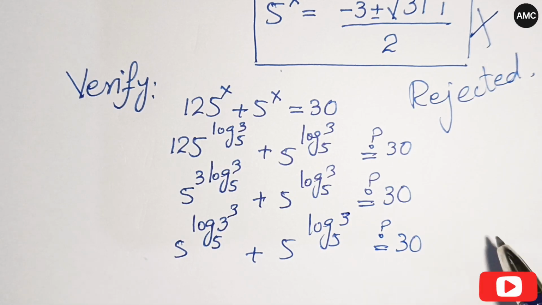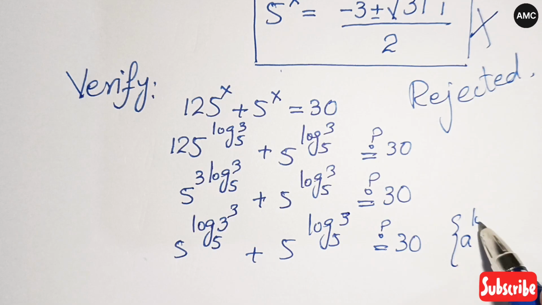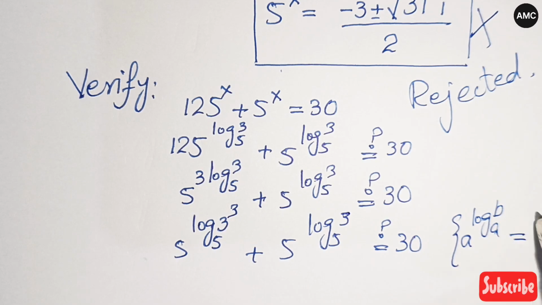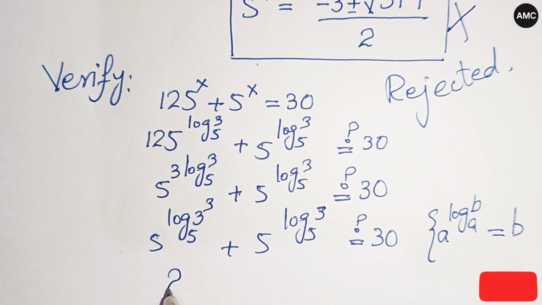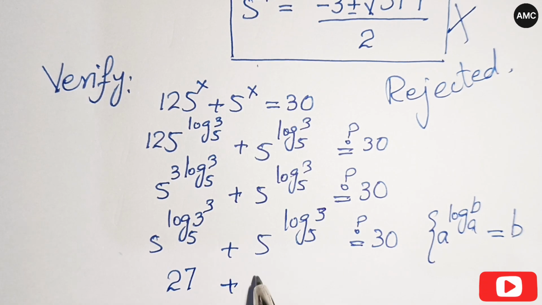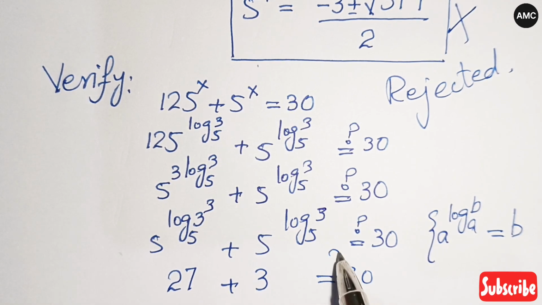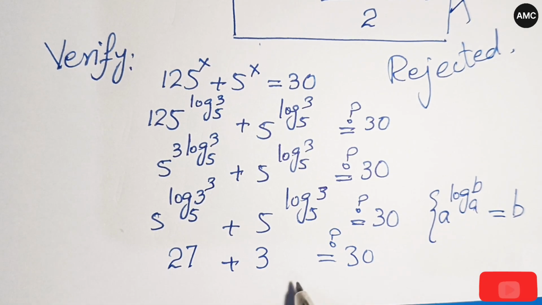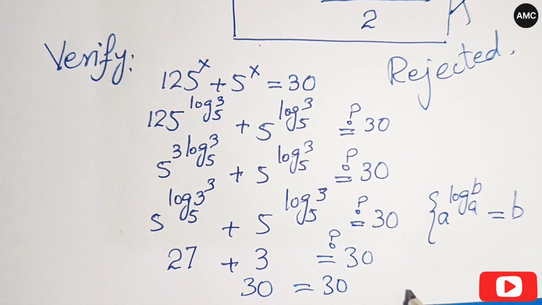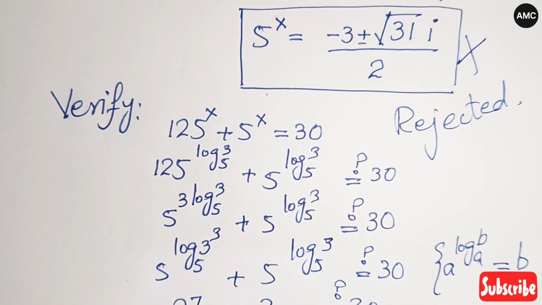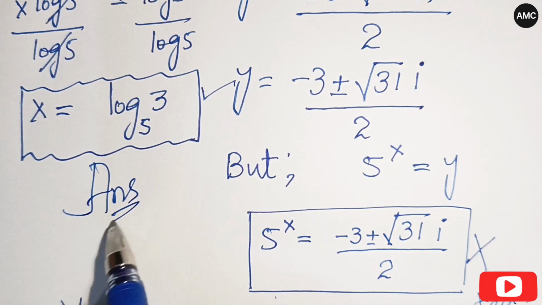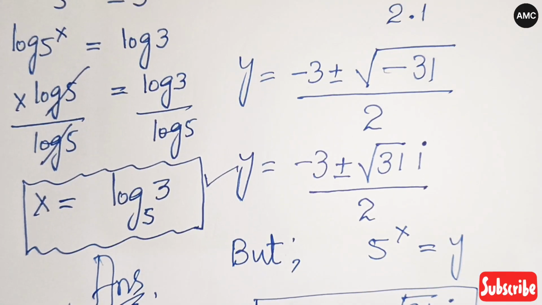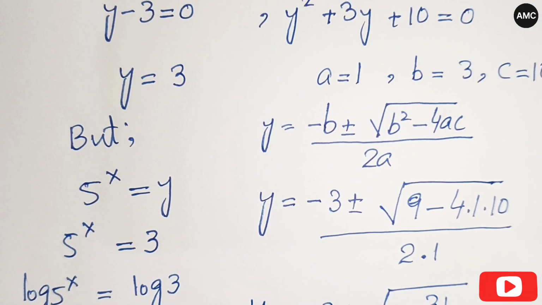Now using the logarithm law, as we know that if we have a to the power log b to base a, then it is equal to b. Applying this law here we get 3 cubed is equal to 27, and here we get 3, so is it equal to 30. Yes, 27 plus 3 is equal to 30, so 30 is equal to 30. So the left hand side of this equation is equal to the right hand side, hence it is our final value of x, that log 3 to base 5 is our final answer.